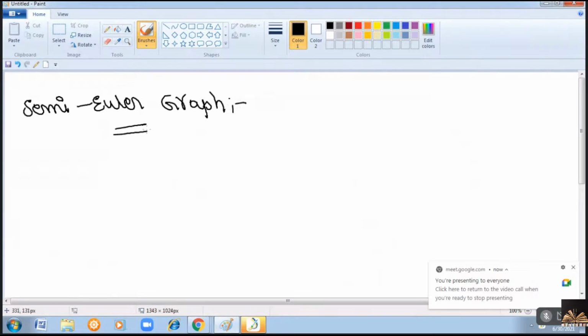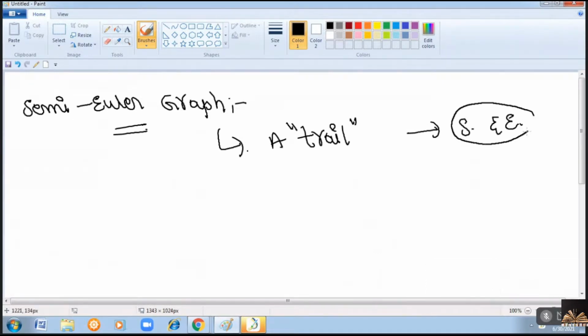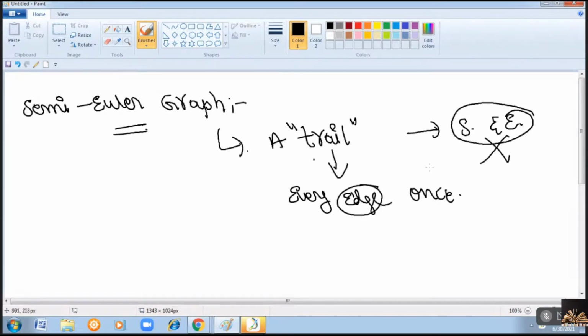So for a semi-Euler graph, there should be a trail. That's it. And for an Euler graph, this trail should start and end at the same vertex. But this condition need not be satisfied for a semi-Euler graph. Trail means what? Every edge should be visited exactly once. So the condition for a trail is every edge should be visited exactly once.